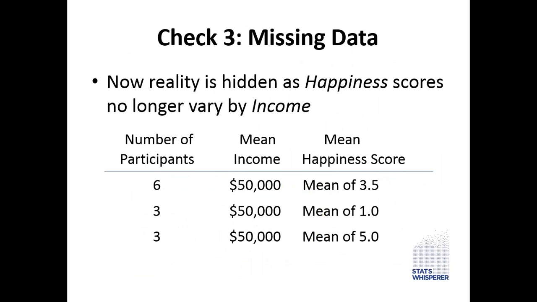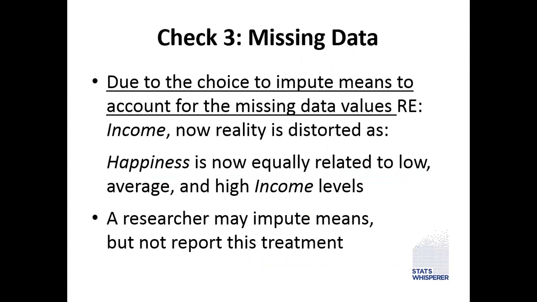Many times this is done in studies, and it's not even reported in the methods. So you don't even have the option of asking, how did you account for those missing data? Did you use mean imputation, mean substitution? You just don't know. So it's hard to figure out how valid the findings are, because you can see it makes a big difference. Due to the choice, the reality is distorted, as now happiness is equally related to low, average, and high income levels.